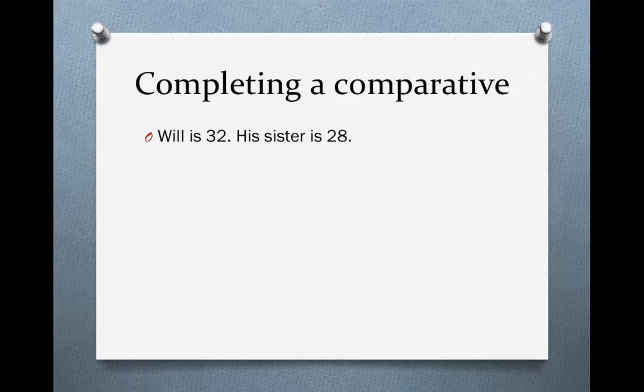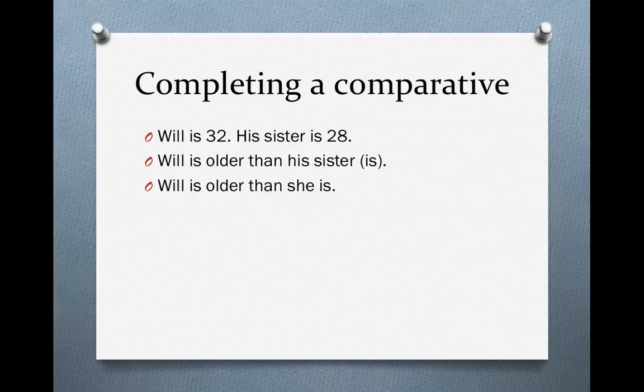We're going to compare Will to his sister. Will is 32 years old, and his sister is 28. So we can say Will is older than his sister, or we can say Will is older than his sister is. Remember, the is optional, but we do use it in English. We could also say Will is older than she is. She is a pronoun. It refers to his sister. Will is older than she is. We could delete is. Will is older than she.